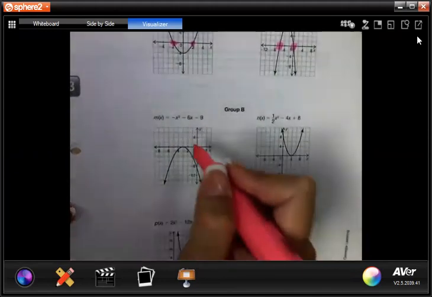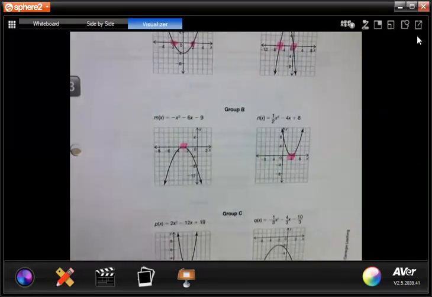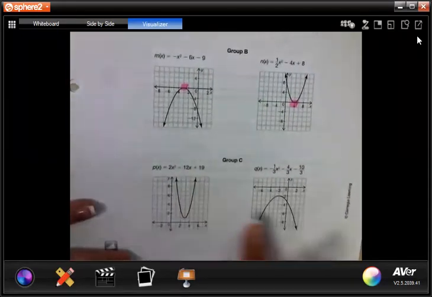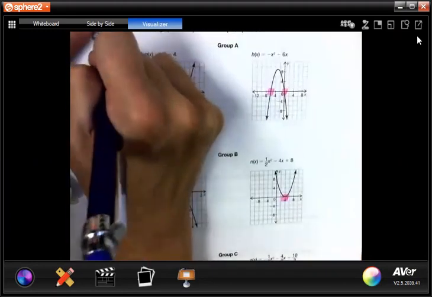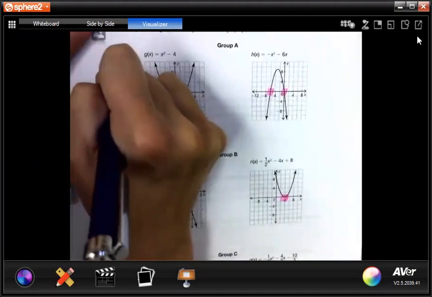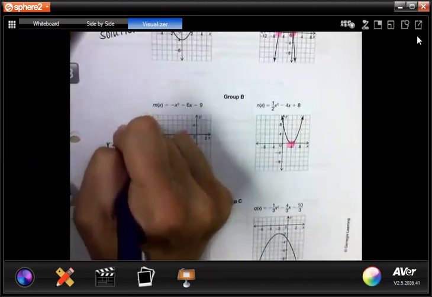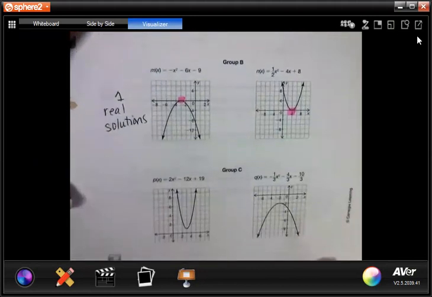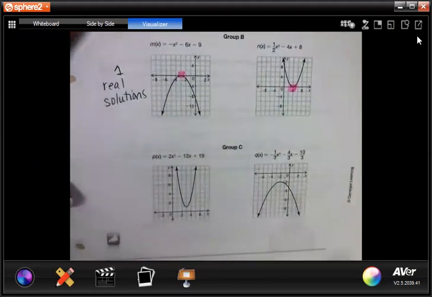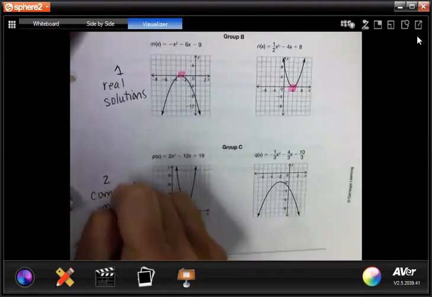When your vertex happens to be on the x-axis, then the vertex is the solution, and you've got 1 in that case. And when the quadratic does not cross the x-axis, then it has two complex solutions, or imaginary ones. So here are our options. 2 real, when it crosses in 2 places. 1 real, when it crosses the x-axis only 1 time. And then when it does not cross the x-axis, then we have 2 complex or imaginary solutions.